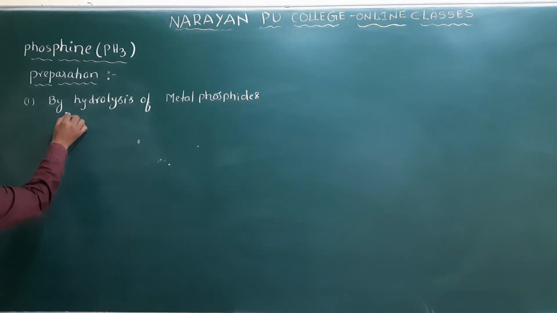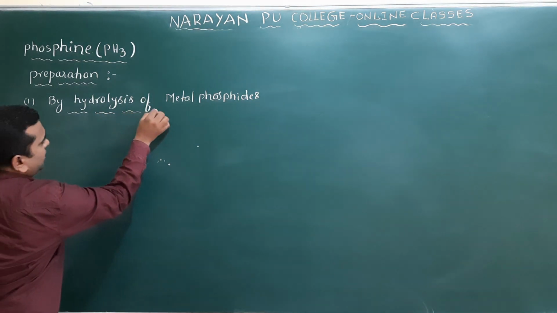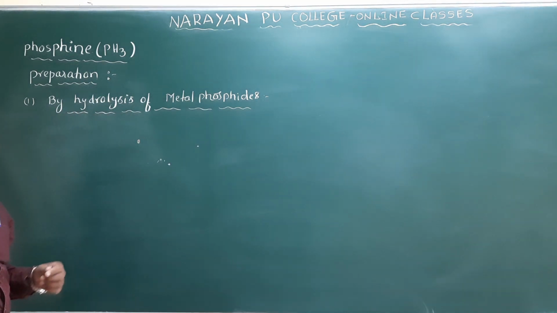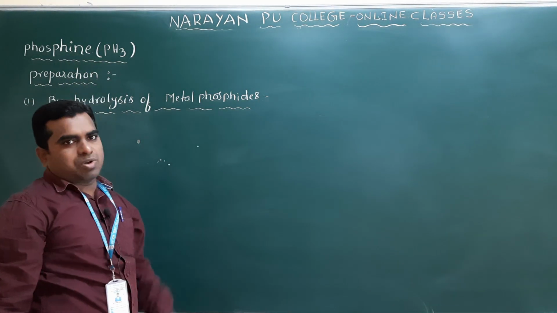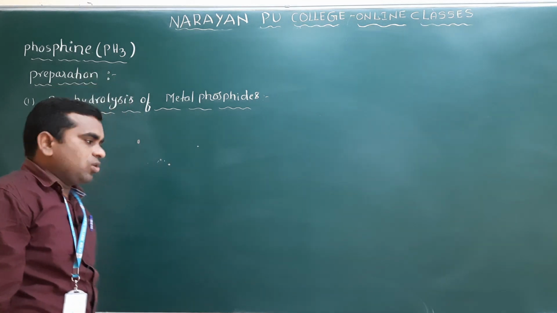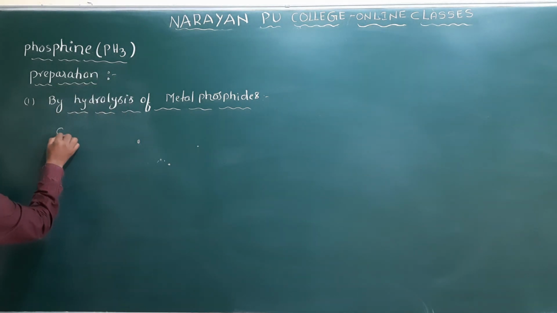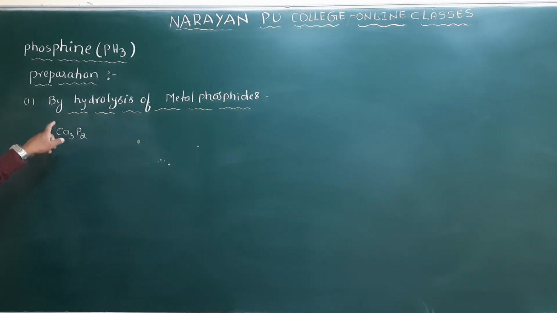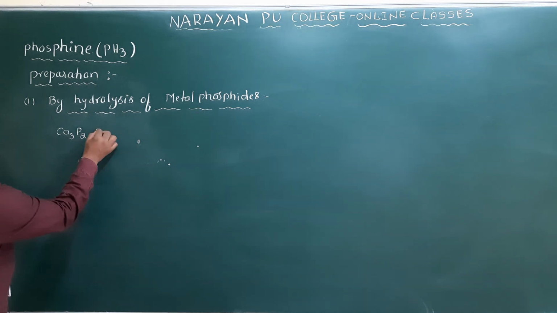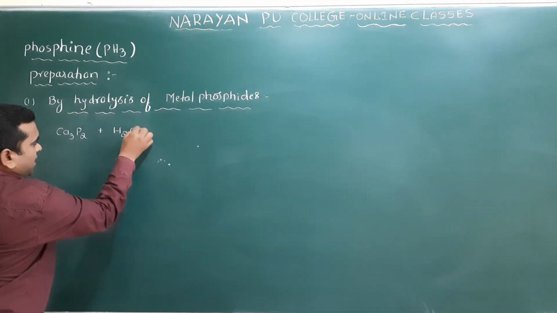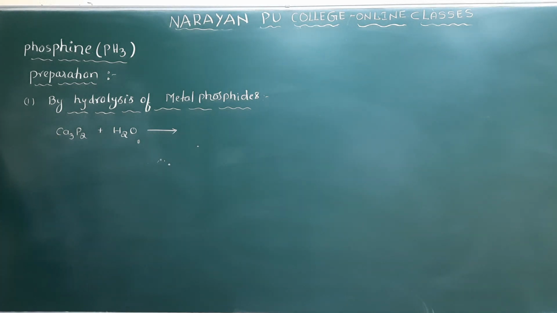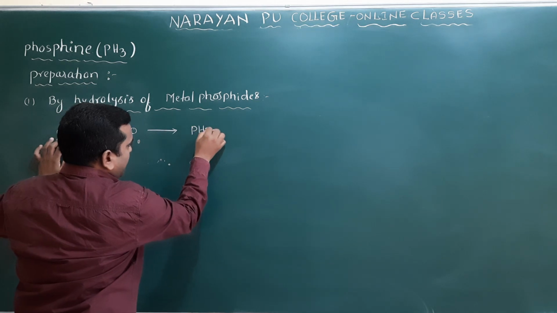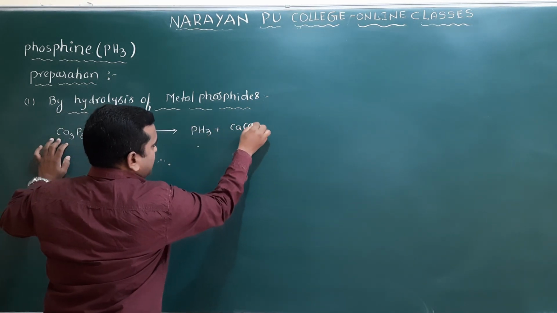Previously, when we prepared ammonia, we discussed hydrolysis of metal nitrides. Now instead of nitrides we take metal phosphides. I will write calcium phosphide, Ca3P2, because phosphorus valence is 3 and calcium valence is 2. Do the hydrolysis with water or with acids. You will get phosphine and calcium hydroxide.